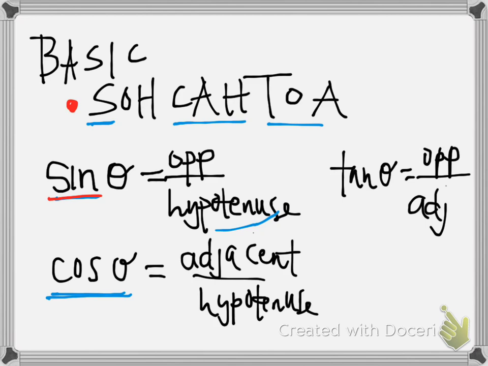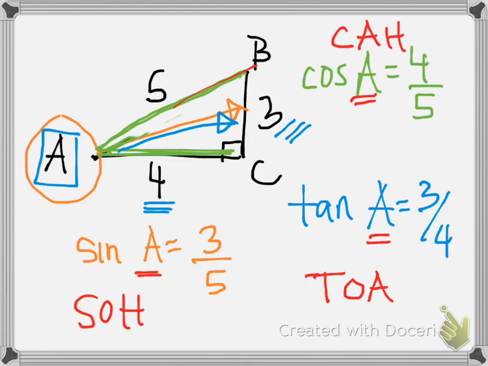Cosine would be adjacent, that means next to, over hypotenuse. And tangent is opposite over adjacent. So in this picture, when you're talking about trig functions, you always need to use an angle. Like, you choose the angle. You never do the right angle, so you never talk about the C angle here. So I'm going to choose the A angle to talk about.